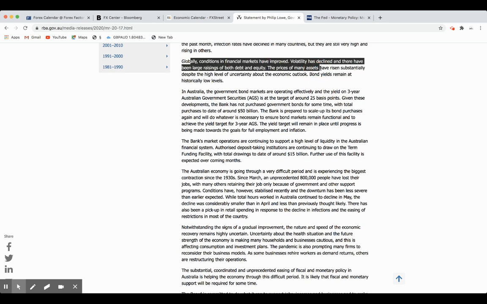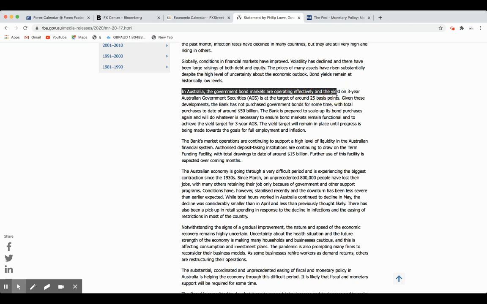Globally, conditions in the financial market have improved. Volatility is declining. There's been a large raising of debt and equity. Prices of assets have risen substantially despite the high level of uncertainty about the economic outlook. Bond yields remain at historical low levels. So you can see that this really quickly gives a good overview of everything that's happening in that specific market, okay? In Australia, the government bond markets are operating effectively, and the yield on 3-year Australian government securities is at the target of around 25 basis points.